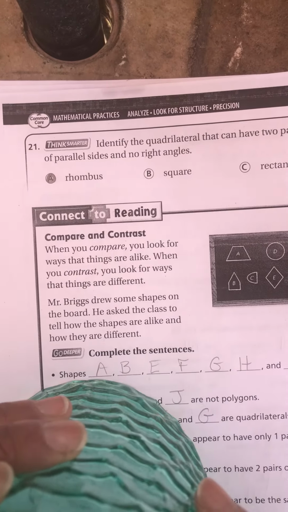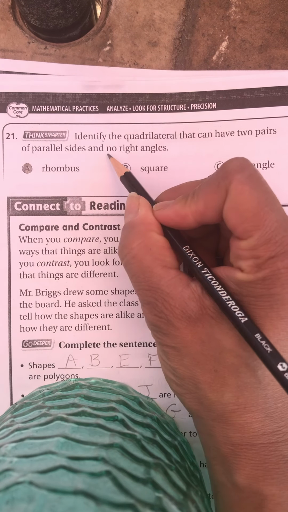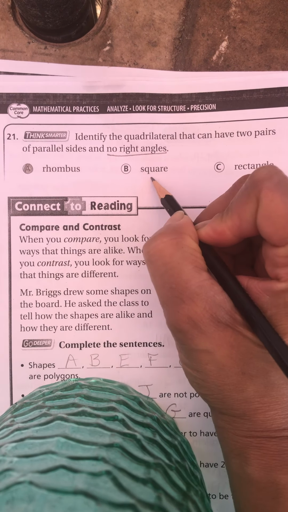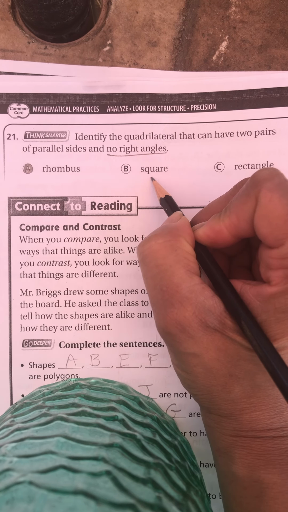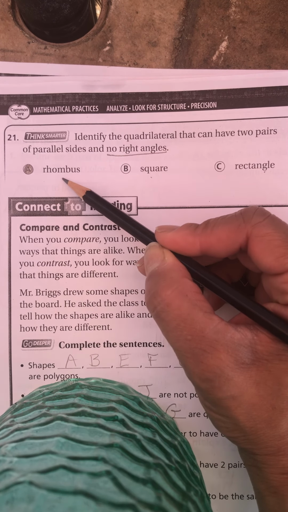All right, 21. It says think smarter again. Identify the quadrilateral that can have 2 pairs of parallel sides and no right angles. Well, if it has no right angles, you definitely can't circle square because squares have right angles. You definitely can't fill in C for rectangle because rectangles have right angles. The only one you can circle is a rhombus.